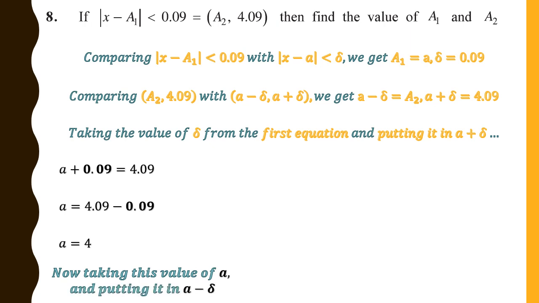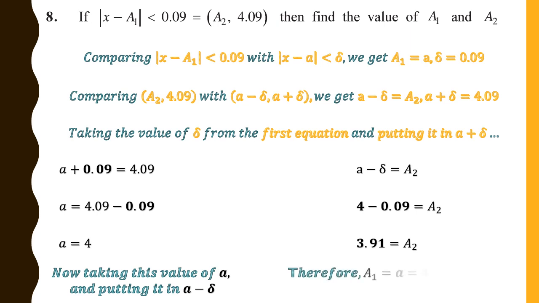We have the A, we have the delta, so that we can find the A2. A minus delta is equal to A2. A is 4, delta is 0.09, so it becomes 3.91, that is A2. So we can say that A is 4 and A2, that is A minus delta, is 3.91.